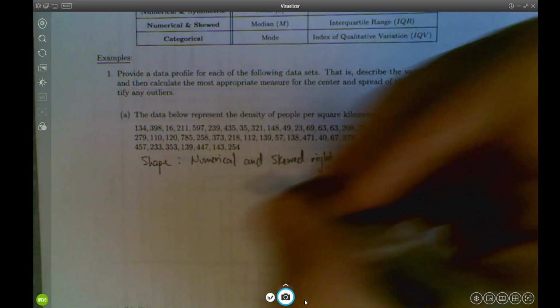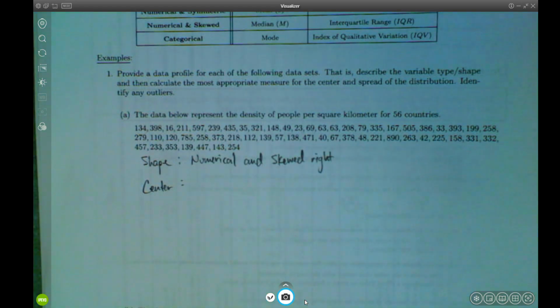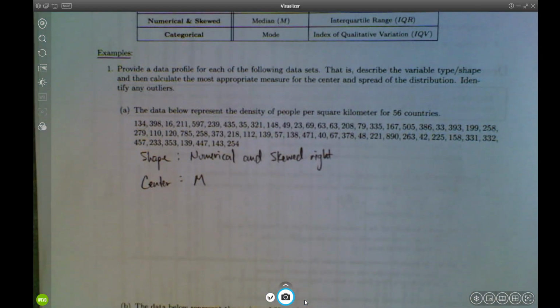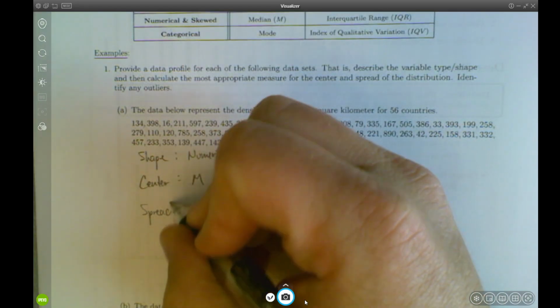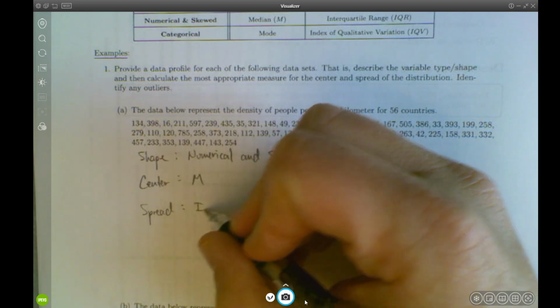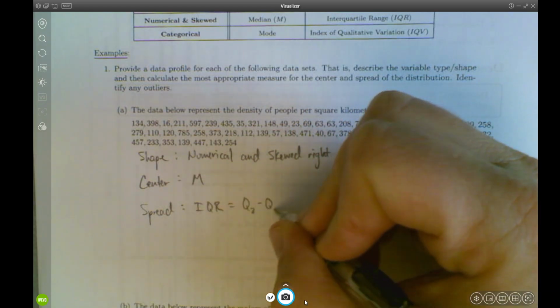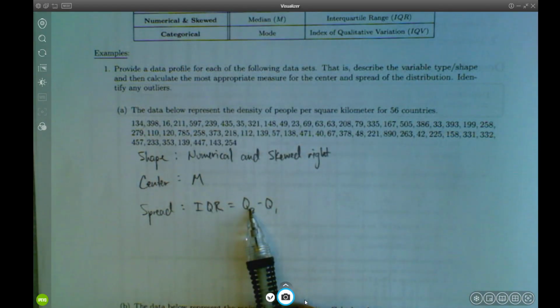Now for the center of the distribution, since this is skewed data, I'm going to use the median. The symbol for the median is a capital M. So let's head back over to Excel to see if we can calculate that. For the spread of the distribution, I'm going to use the IQR, which is Q3 minus Q1. So I'll get those quartiles and the median in Excel, and then we'll come back and write those things down.